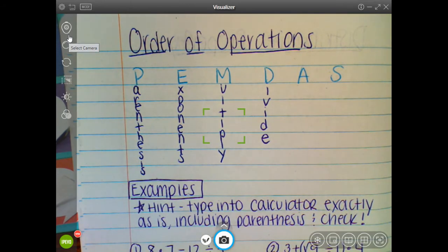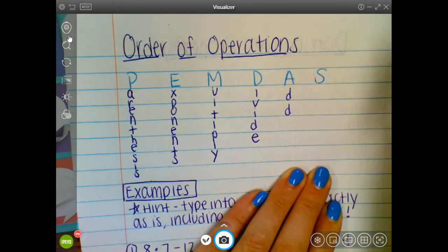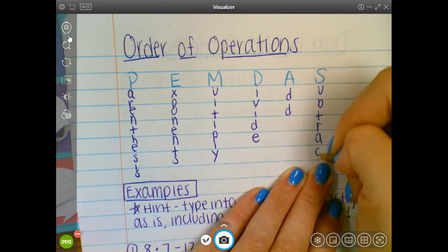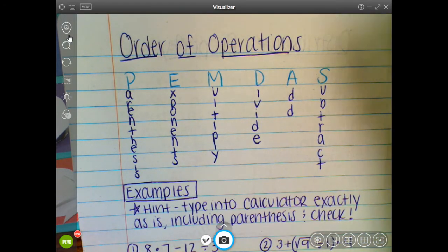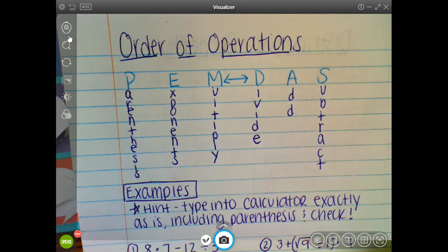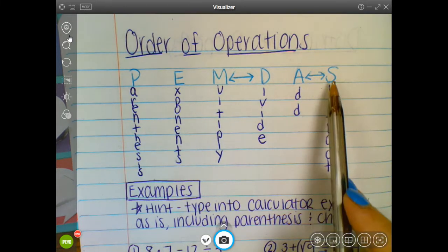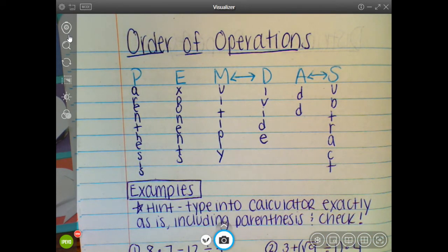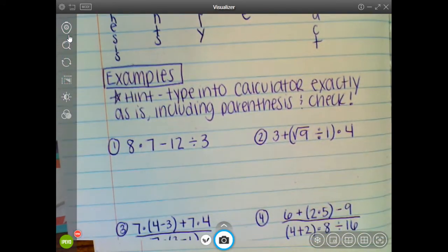Okay. The A stands for add, and the S stands for subtract. Now, you go in this order every time. The only thing to note is that these two, you go left to right, and these two, you go left to right. So if addition or subtraction comes up first, left to right when you're solving it, then you can do the subtraction first.